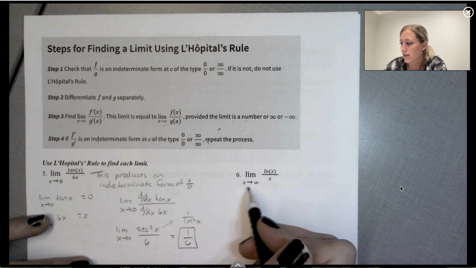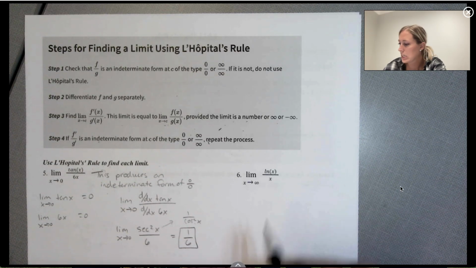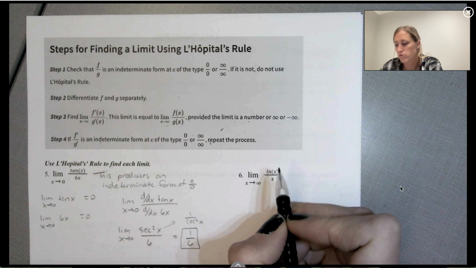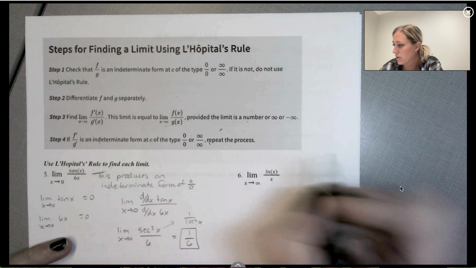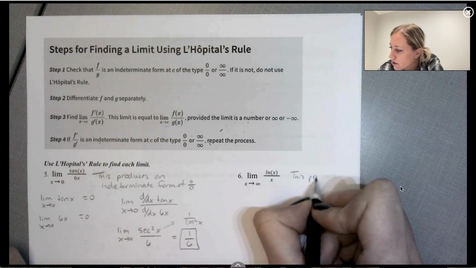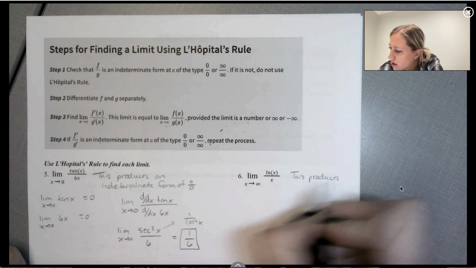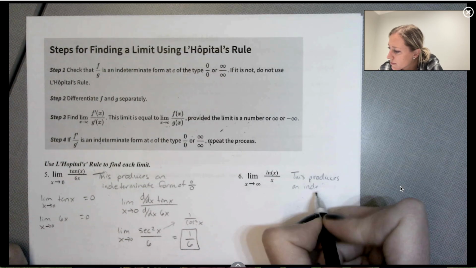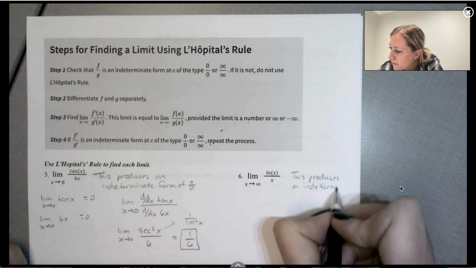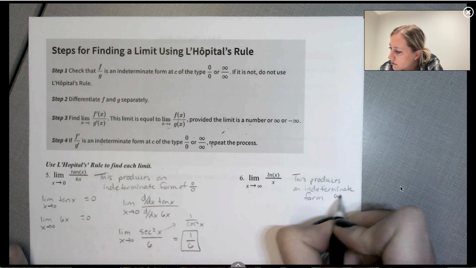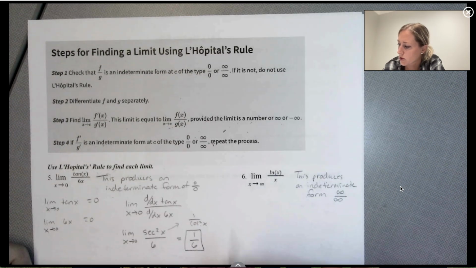Okay. All right, let's try this one. This one I'm going to infinity. So once I put really, really big numbers into natural log, it's going to infinity, going to infinity. So we could say this produces an indeterminate form of infinity over infinity. Okay, so we're going to apply L'Hopital's rule.